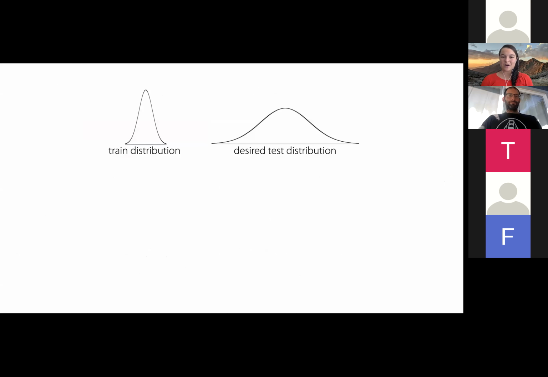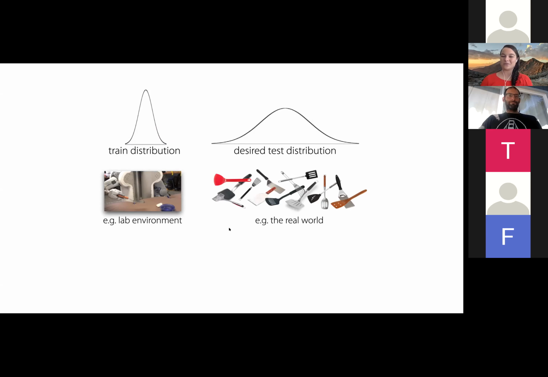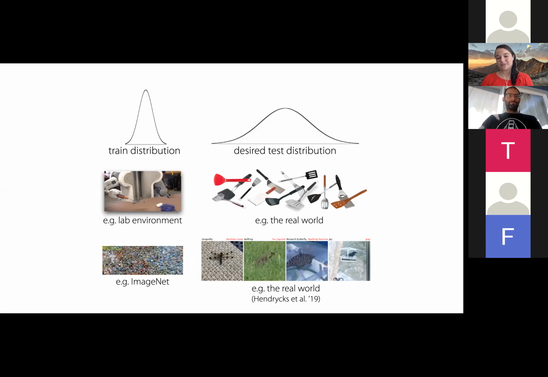In particular, we often find ourselves in a situation where our train distribution is a lot more narrow than the desired test distribution that we'd like our model to generalize to. For example, our train distribution might be a robot trained in a lab environment, and the test distribution may be deploying the robot in the real world, where we want it to handle many different kinds of spatulas, essentially being equivariant to the kind of spatula that you give it. Or maybe the train distribution is ImageNet, and the test distribution is, again, some aspect of the real world that encounters various viewpoints and various different objects and different configurations.